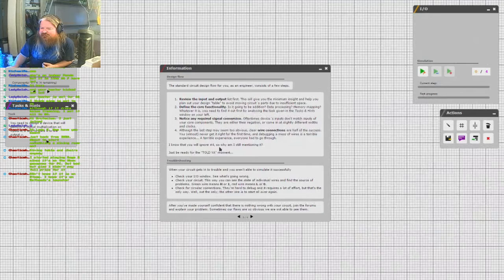I know that you'll ignore number 4, so why am I still mentioning it? Just to be ready for the told-you moment. When your circuit gets into trouble and you aren't able to simulate it successfully, check the I/O window, see what's going wrong. Check your circuit the way you can see the state of individual wires, find the source of the problem. Green wires mean high, red wires mean low. Check for circular connections. They're hard to debug and it requires a lot of effort, but they're the only way. Well, not the only. The other one is to start all over again.